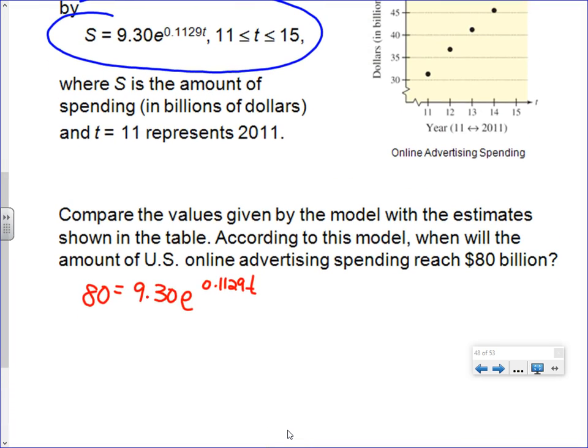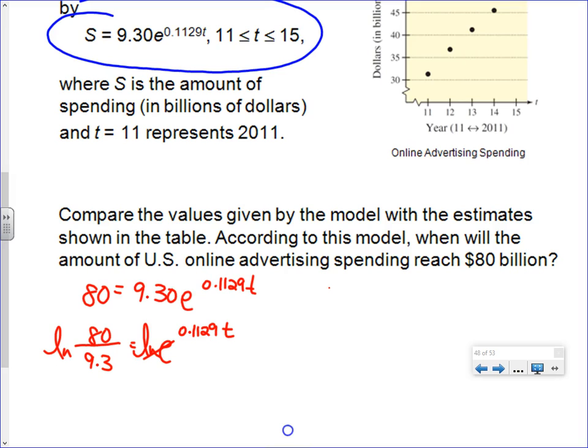So we would divide 80 by 9.3, right? Why am I not writing billions? Because isn't billions what they're measured in? So we're good. How do we get rid of an e, guys? It's trapping my T. I can't get to it. Natural log. Yeah, that's natural log. Good idea. Then how do I solve for T?